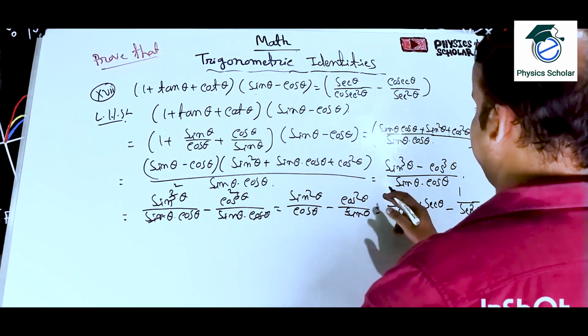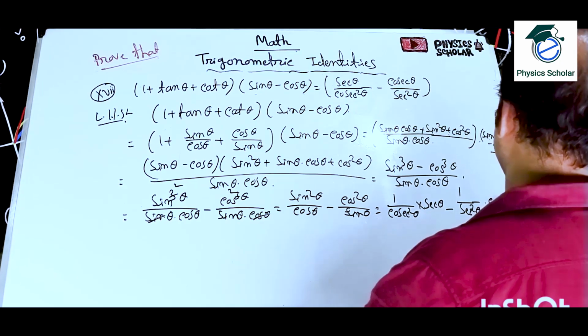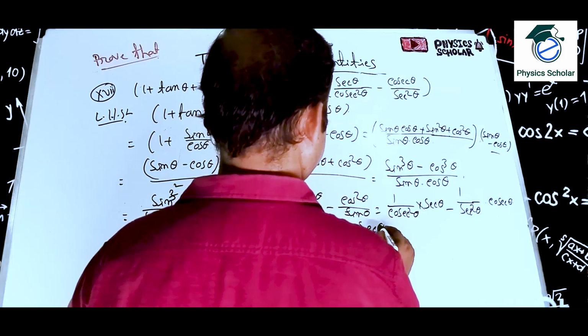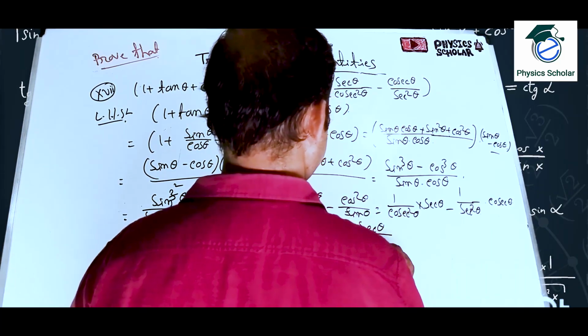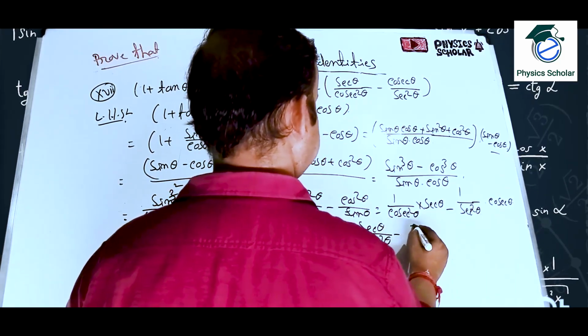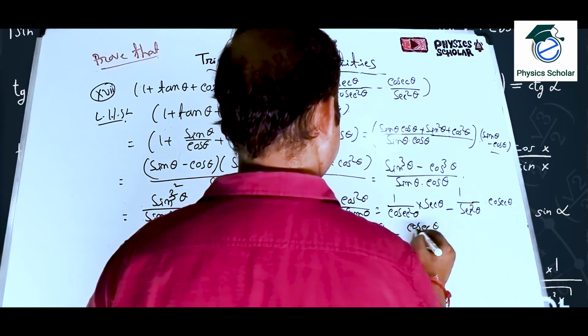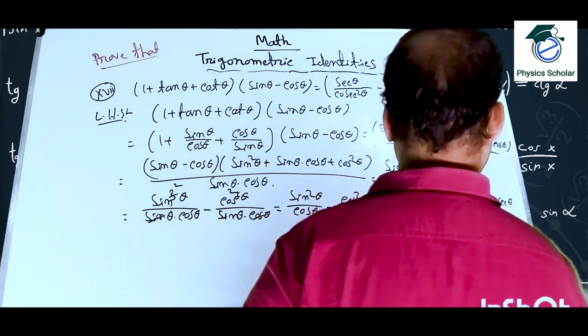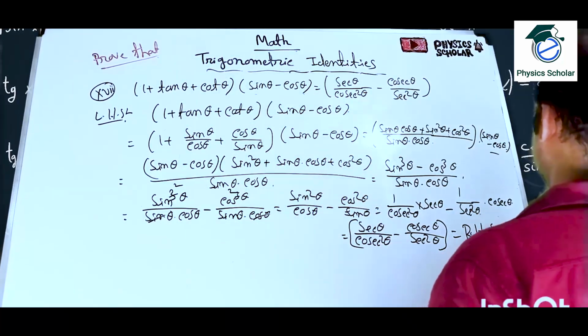Okay, into sin theta means what? Cosec. 1 by sin means what? Cosec theta. So see, it is coming. So sec theta divided by cosec square theta minus cosec theta divided by sec square theta is equal to RHS. Proved.